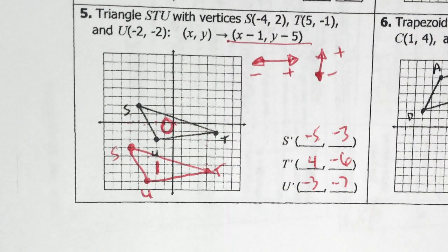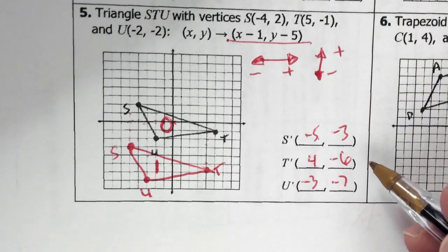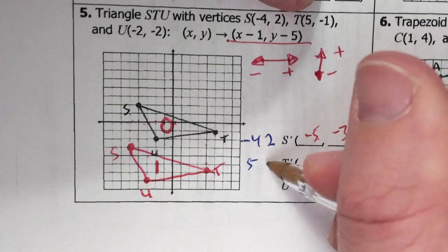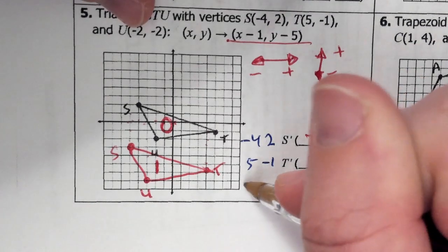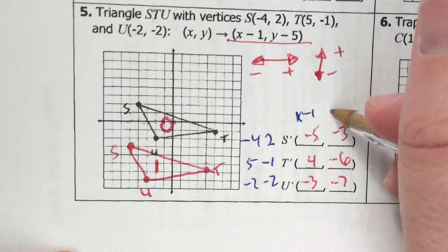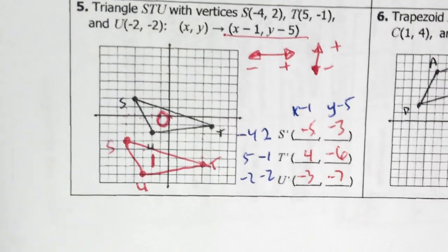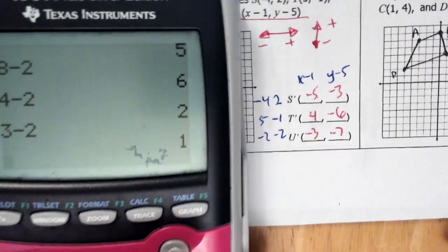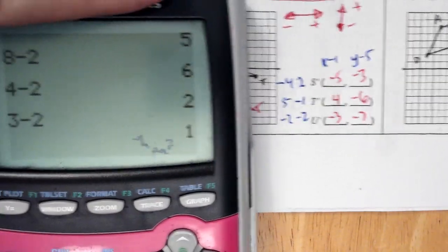Okay, now I want to double check my answers. So I'm going to do this algebraically. I'm going to take these original coordinates, -4, 2, 5, 5, -1, and -2, -2. And what was I supposed to do? That was x -1, y -5. So I'm just double checking everything. I'm getting my calculator here. Zoom out a little bit. All right, just center that.